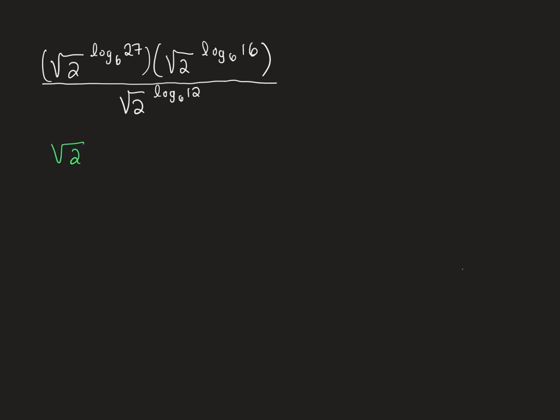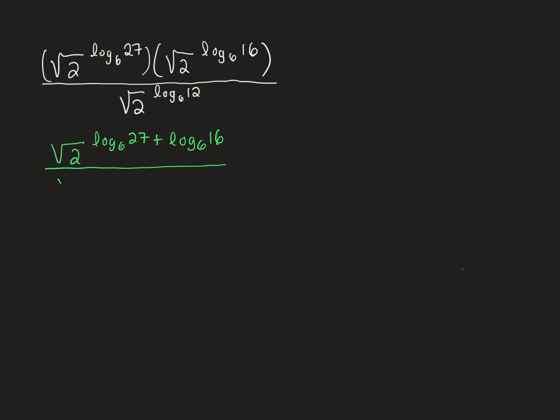So we would start with the numerator, and we have a power times another power. And when we're multiplying powers, we add the exponents. They both have base root 2, which is necessary. So we keep the root 2 as the base, but we add the exponents. I'm just going to write that out as adding those two exponents, log base 6 of 27 plus log base 6 of 16.